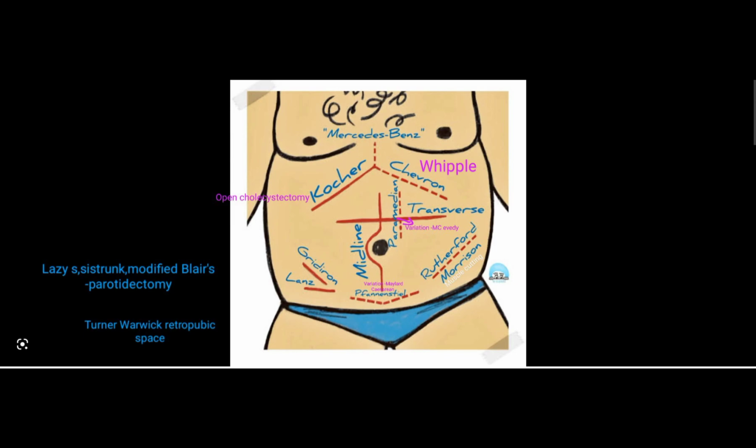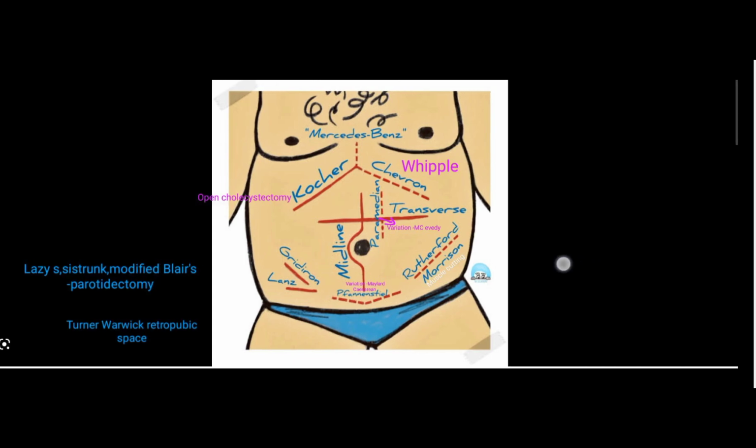So what all we have? Kocher's, Chevron, Mercedes-Benz incision, paramedian, midline, McCarthy, Maylard, Caesarean, Pfannenstiel, Rutherford Morrison muscle cutting, Lanz and gridiron muscle splitting.